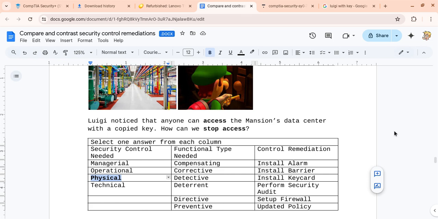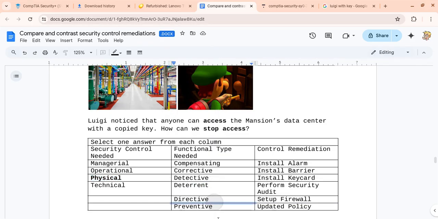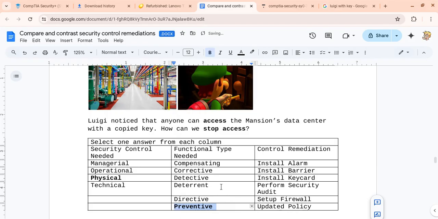Okay, how can we stop access? Corrective, detective, deterrent. Haven't used deterrent yet. It's not directive. Would it prevent? Okay, and then the last one, the alarm will. No, that would be for like an intrusion. Barrier would not be for a specific building, just for like a road. Go with the key card.